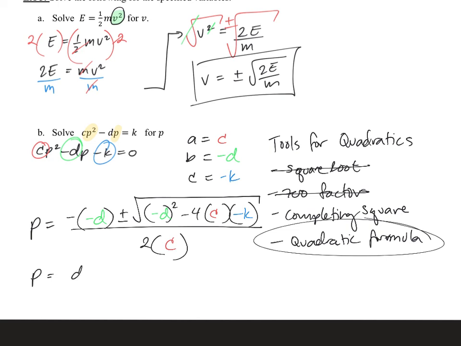P equals d plus or minus the square root of d squared plus 4ck. Negative times a negative gave me that positive. And the negative d squared gives me the positive d squared. Divided by 2c. Now you might be tempted to try and simplify further, but there's really not much more we can do. Because these are not all numbers, you can't do that much more simplifying. So actually, we are done.